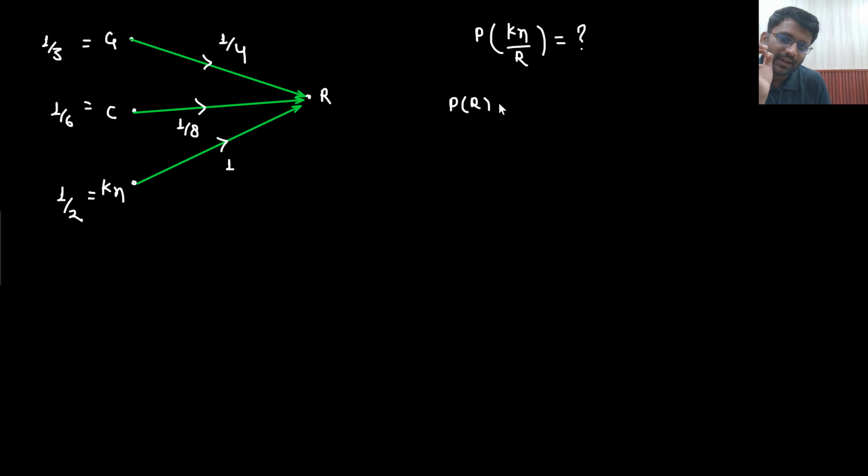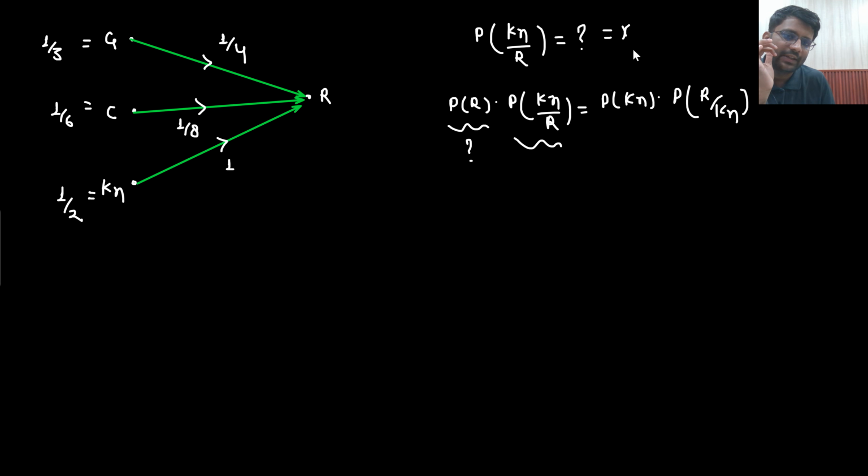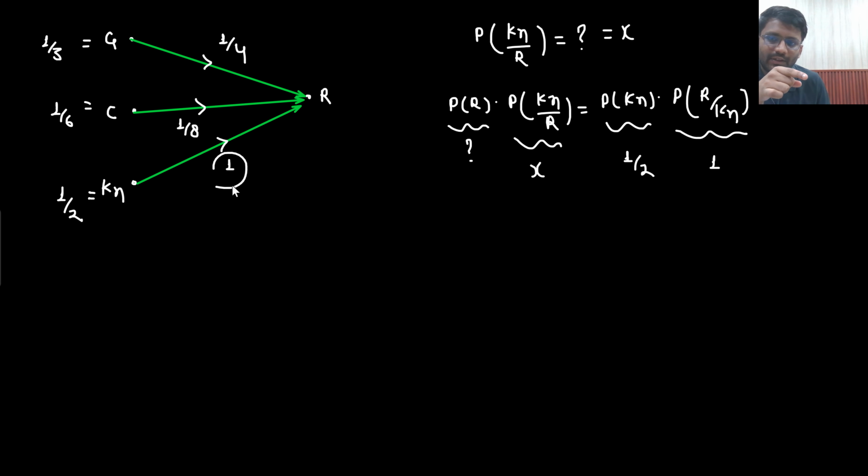I know that P of R multiplied with P of Kn by R would be equal to P of Kn multiplied with P of R by Kn. Do I know this value? I will have to find out this value. Let's call this value x. Do I know this value? Probability of knowing the answer, 1 by 2. And do I know this value? Probability of getting the answer correct, R by Kn, that is 1. What does that mean? Given that the aspirant knows it, what is the probability that he will get it correct? That is 1. So I only need to find out P of R.